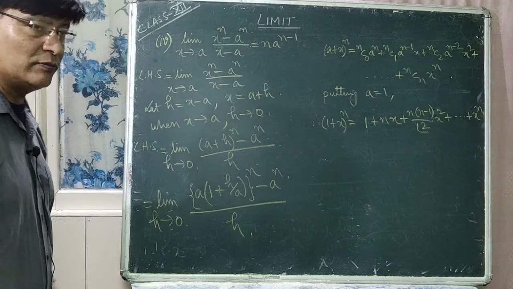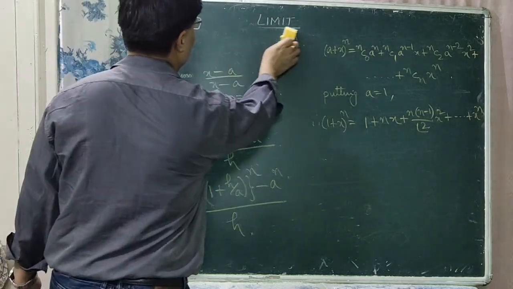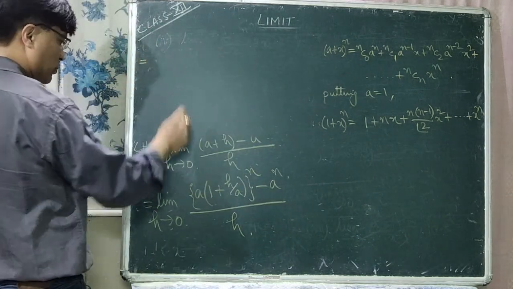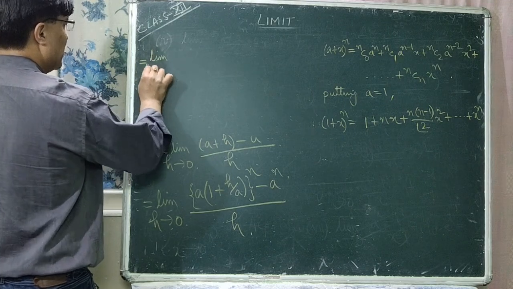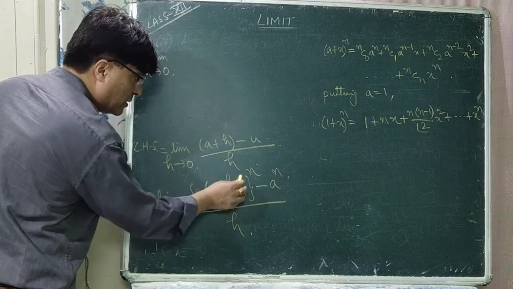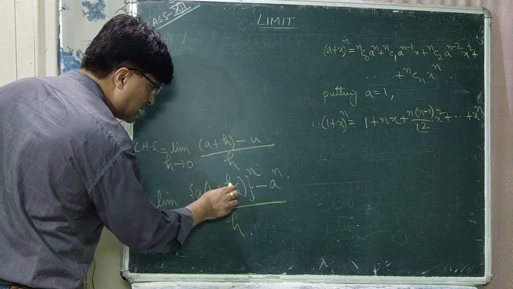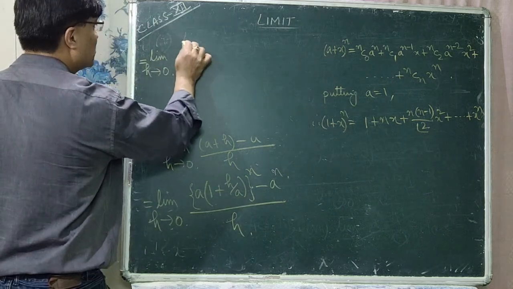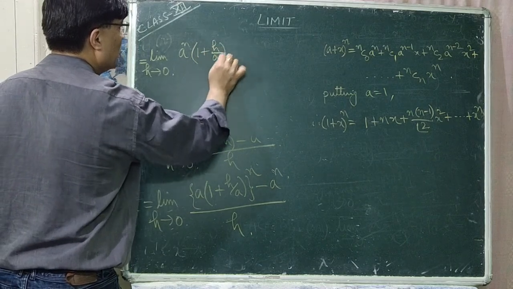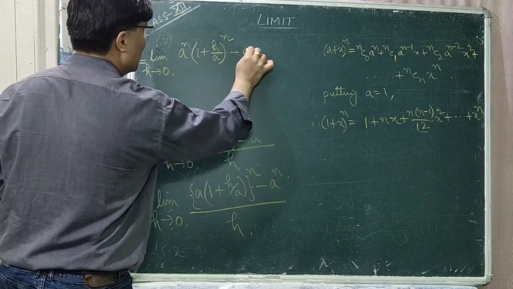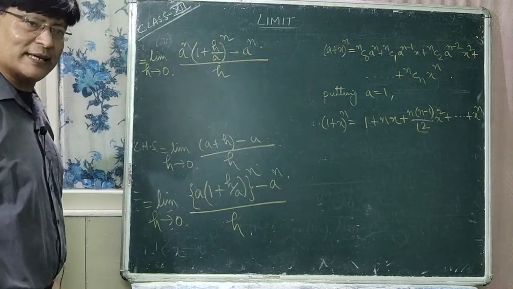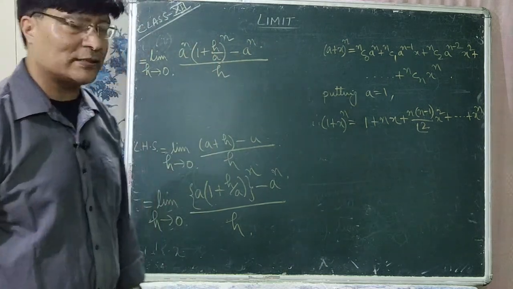So let us simplify it now. So now what do we get? Limit h tends to 0. Now this power n is for both these factors, isn't it? This power n is for both a as well as 1 plus h by a. So what do we get? a to the power n into 1 plus h upon a whole to the power n. Then what do we get? Minus a to the power n whole divided by h. Is that clear now? So I think you have understood it.